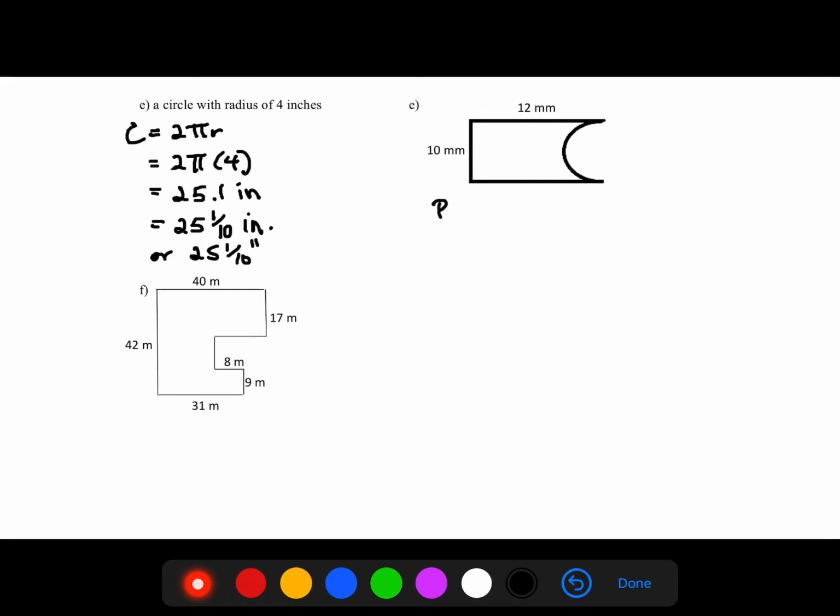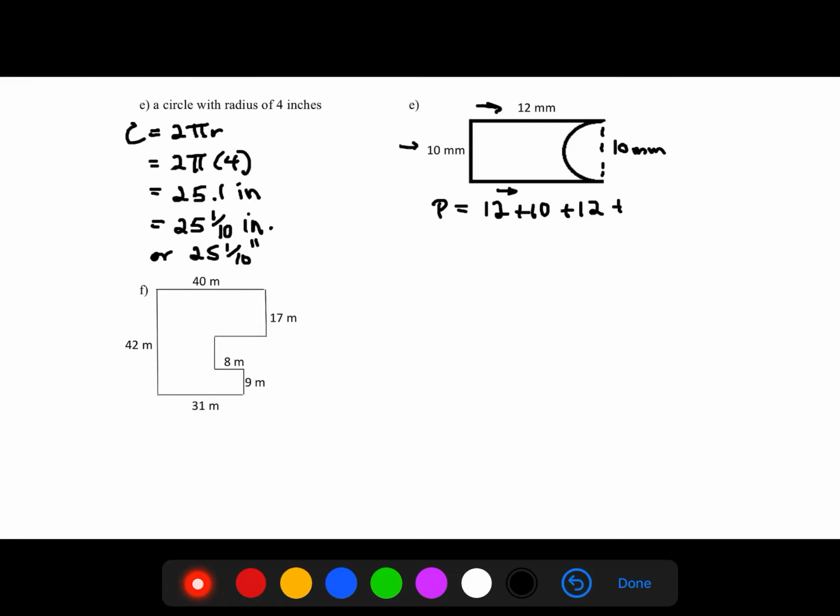For part E, remember that it is the distance around an object. So we do have 3 sides here. So we have 12, we have 10, we have 12 on this side as well. Note we don't have the 4 side of our rectangle on the outside of the object. We, however, do have half of a circle. So we need to know what the circumference of half a circle is.